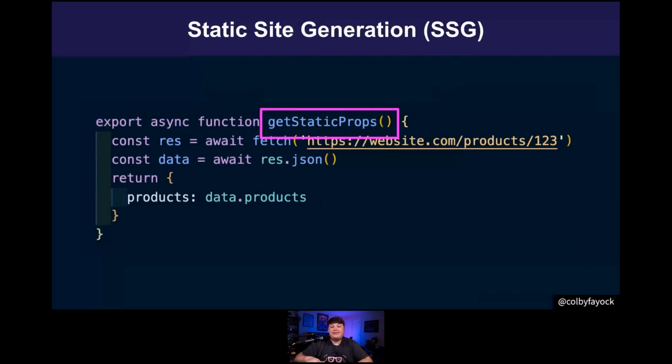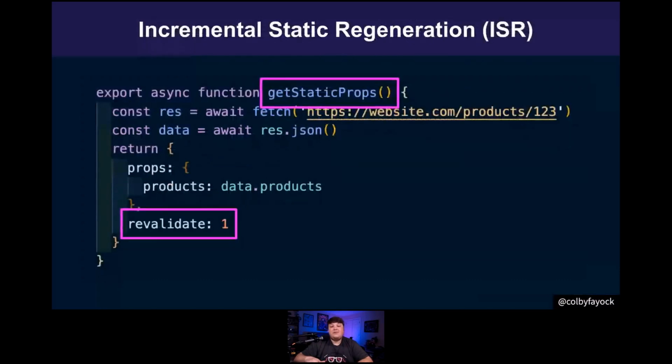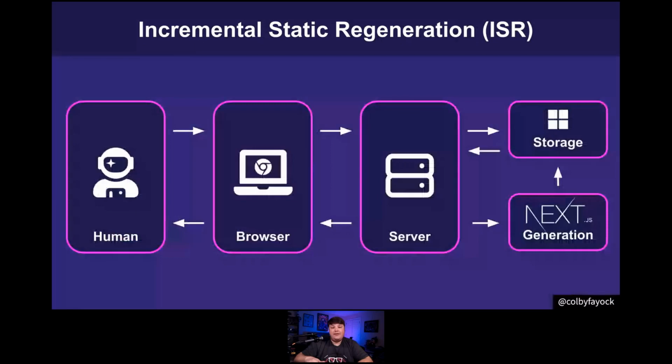If Next.js detects that you're only using getStaticProps, it will consider that page static and store it as such. Now, as we discussed a little bit earlier, Next.js also offers a hybrid approach. With incremental static regeneration, we can get the best of both worlds. If we add this revalidate property to our return object, we're telling Next.js that we want to refresh that page every 1 second.